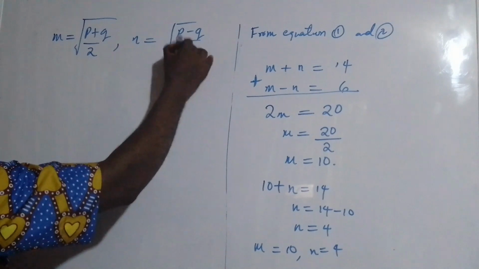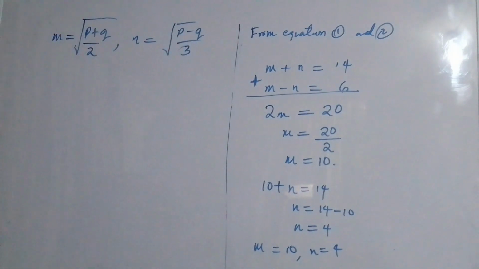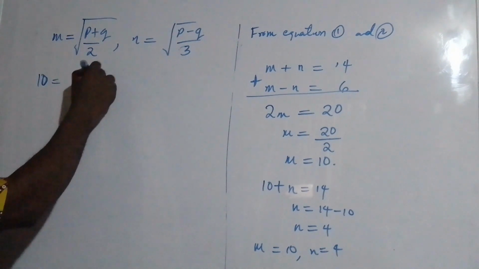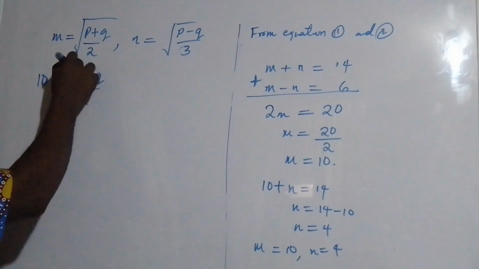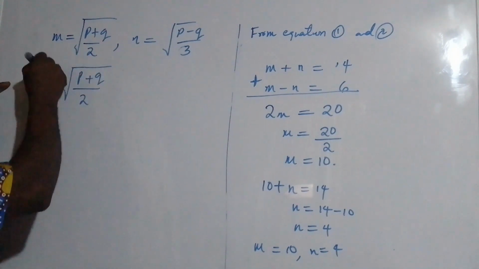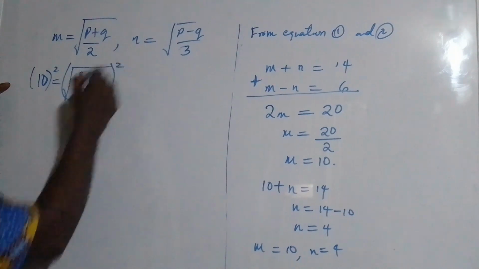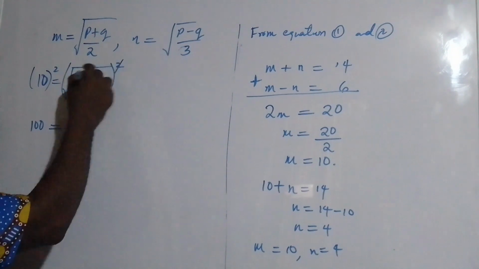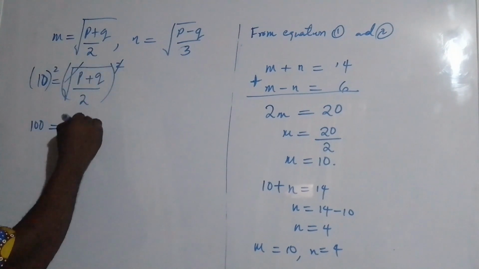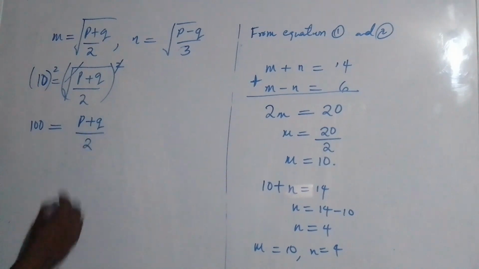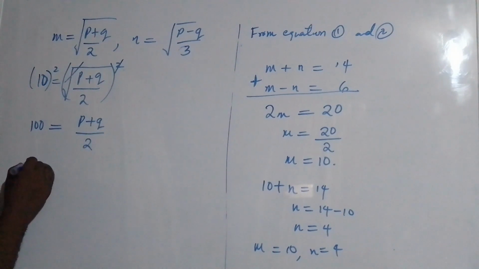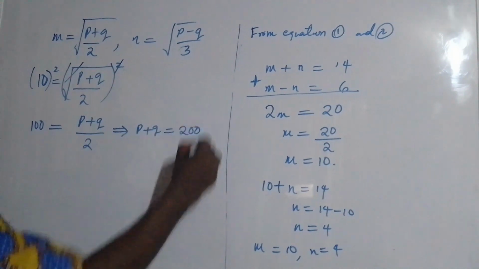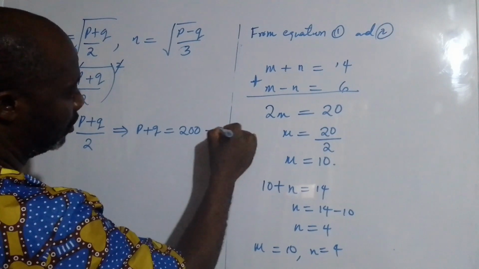So now that we have m equal to 10, 10 will be equal to the square root of P plus Q over 2. So what I'm going to do now is to take the square of both sides. Once I take the square of both sides, this gives me 100, and the square and square root will go away, so I have P plus Q over 2. So from here, this will give me P plus Q equal to 200. That's another equation. I can call this equation 3.